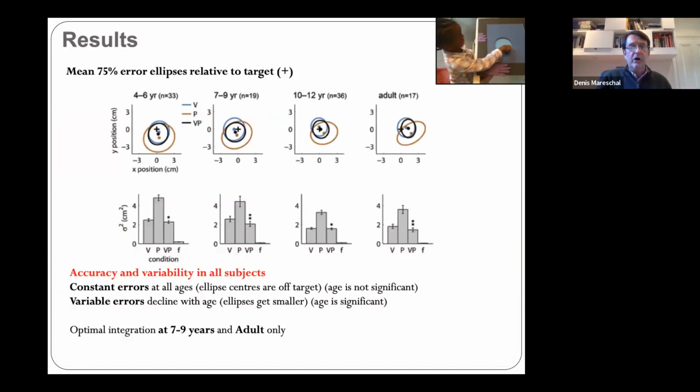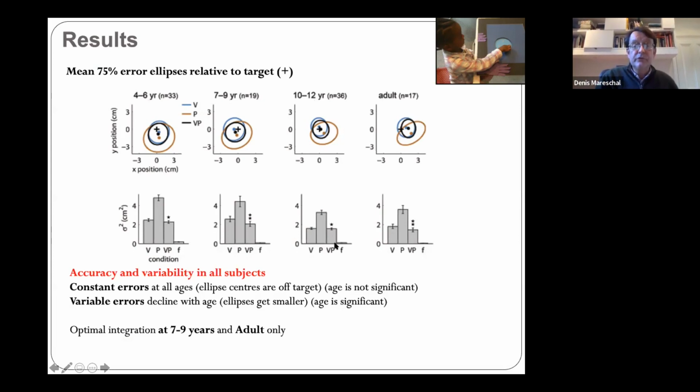Again, forget the top. We're looking at the bottom row, which is their performance with both vision and proprioceptive information, VP, versus vision only, V, or proprioception only, P. If we look at the right, the adults are showing this optimal cue integration: their performance with VP is better than both P and V. By the way, note that this is variance, so the variability of their responses. P is much less reliable. Proprioception is much less reliable than vision, as is expected.